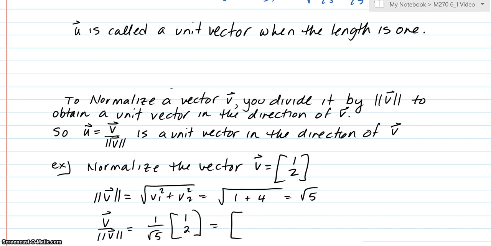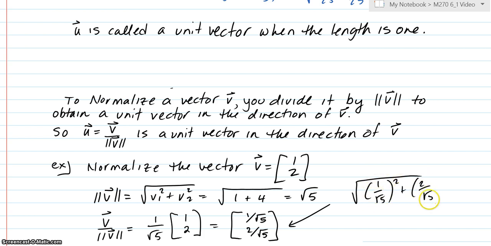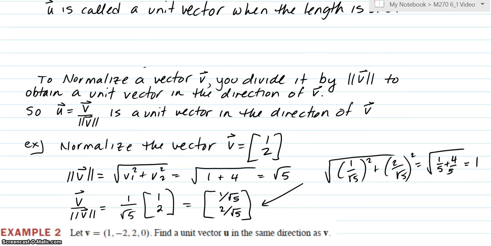So what we get here is 1 over square root of 5 and 2 over square root of 5. So we've just normalized v, and that is a unit vector in the direction of v. We can see it's just a multiple of v, so it's in the direction. And if you check the length of this, it would be the square root of 1 over square root of 5 squared plus 2 over square root of 5 squared, which is 1. So that's how you do that.